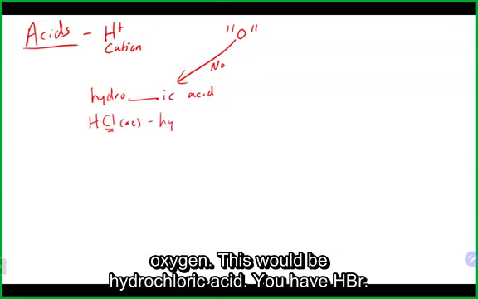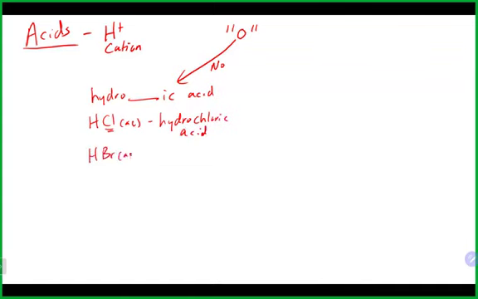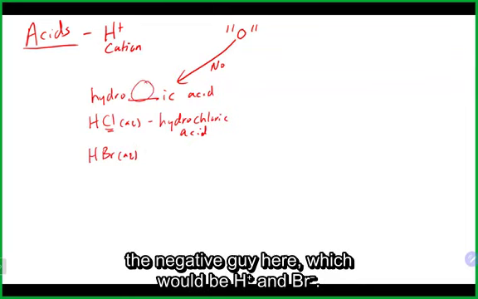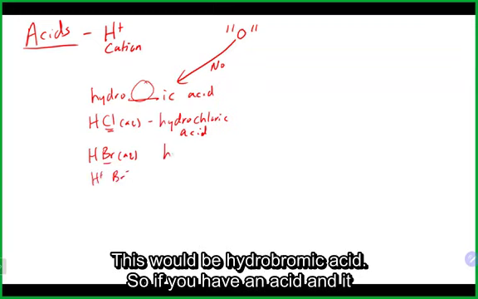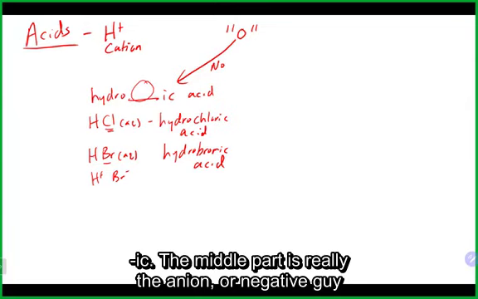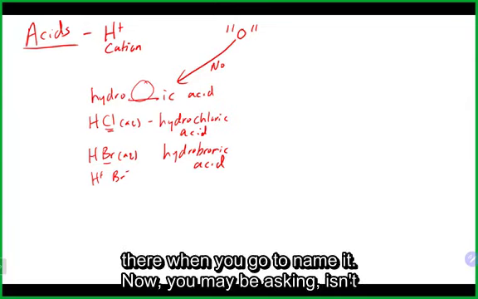This would be hydrochloric acid. You have HBr. It also has no oxygen. The missing part is the negative guy here, which would be H plus and Br minus. This would be hydrobromic acid. So if you have an acid and it does not have oxygen in it, it starts with hydro, it ends with ic. The middle part's really the anion, or negative guy, when you go to name it.